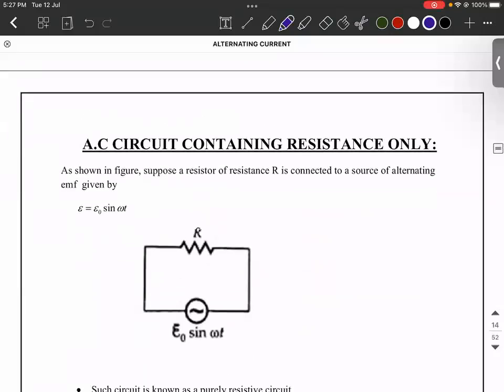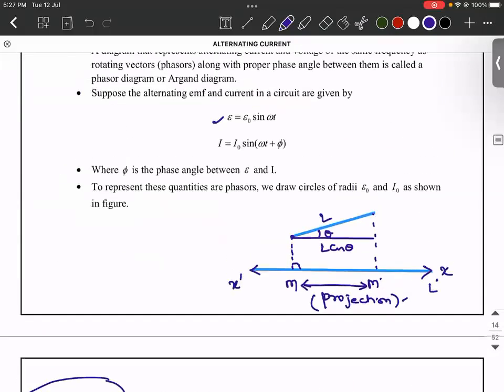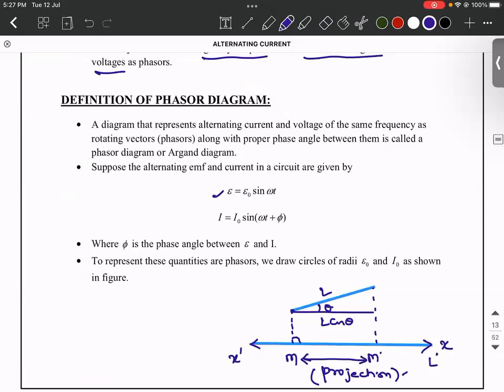So having this in mind, now we'll see the definition of a phasor diagram. Basically, a diagram that represents alternating current and voltage of the same frequency. That is more important. It means in the phasor diagram, you need to ensure that E and I have the same value of omega.